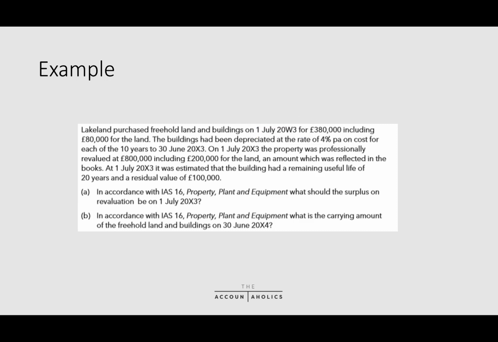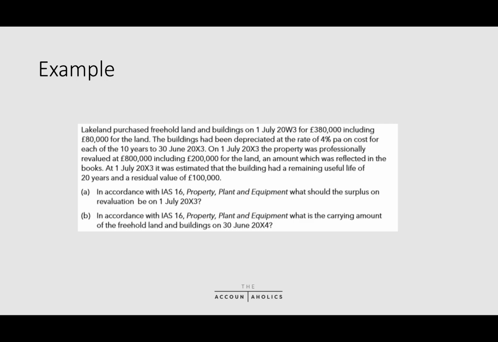Now, if you get slightly confused when you see letters included in dates, just turn them into numbers. So you could say 1st of July 2003. Okay, and therefore in the requirement, 1st of July 20x3 would be 2013. The information also says that 380,000 was the cost, of which 80,000 is attributed to land.